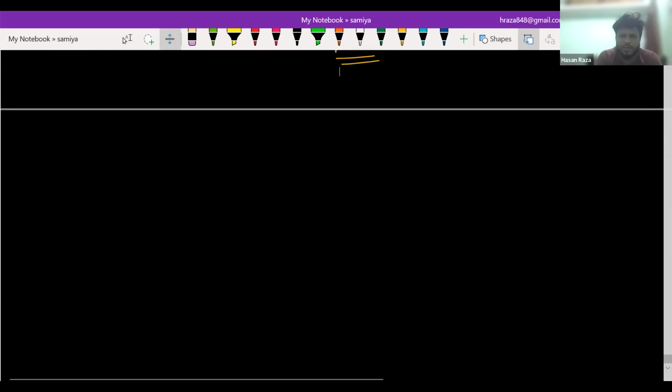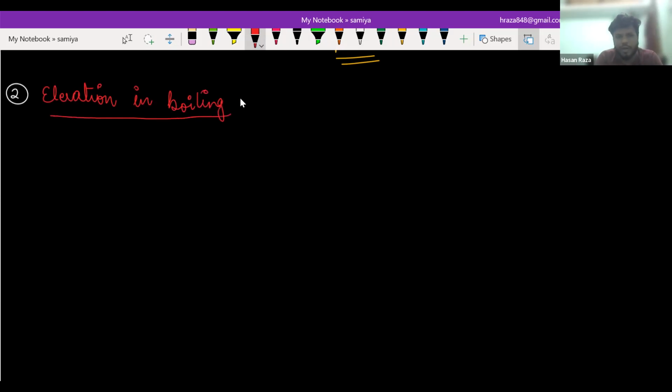Now see, this is the case when the solute is non-volatile. That means they are in solid state, like urea, sugar, and glucose. This is the condition for that. So the second colligative property is elevation in boiling point. This will be clear from when we saw the vapor pressure of a solution containing non-volatile solutes.